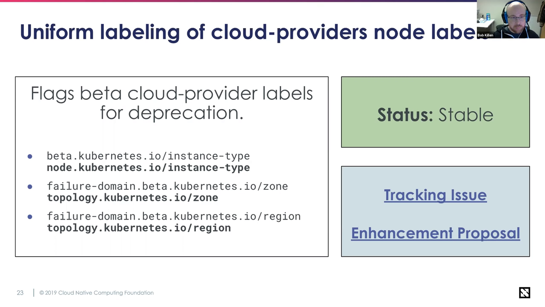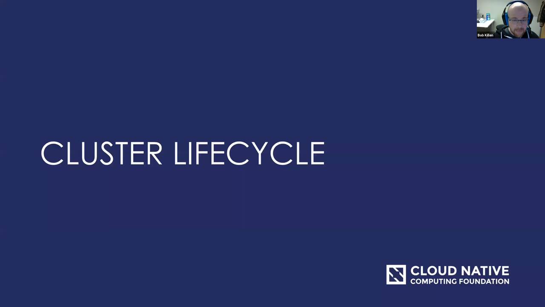The general deprecation plan for these is that both labels will be applied to nodes through the 1.20 release. And in 1.21, they'll stop being referenced or applied, but they will not be removed from objects that already have them applied. If you are relying on these things, I would encourage you to check out this KEP and think about updating anything that you have that might reference them. That was the only one for the cloud provider this time.